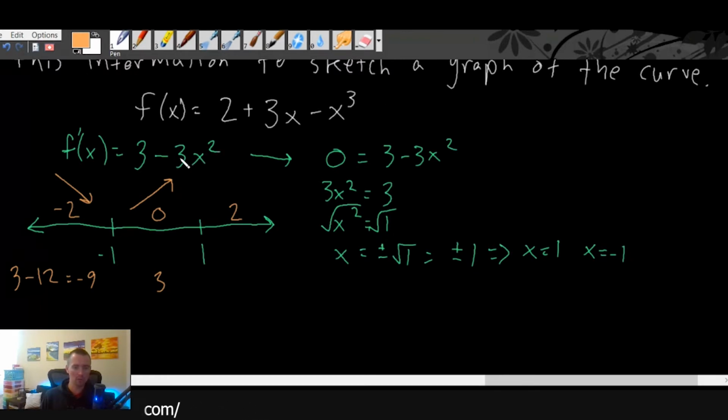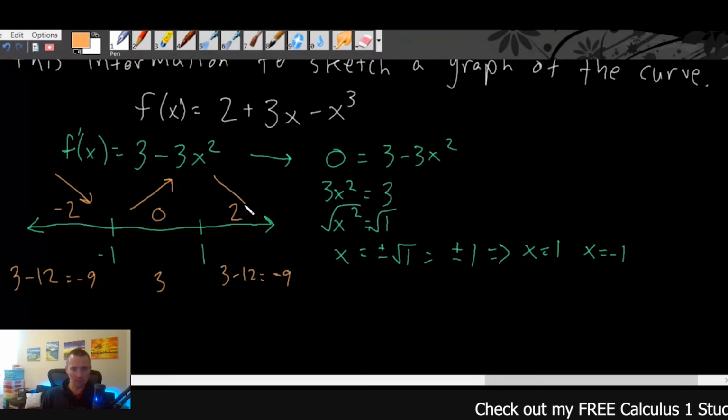And then if we plug in 2 into our derivative here, we're going to get 2 squared, which is 4, times -3 would be -12. So 3 minus 12 again, which is again -9. So our derivative is negative, which means that the slope of our original function is negative, which means that our function is decreasing over here.